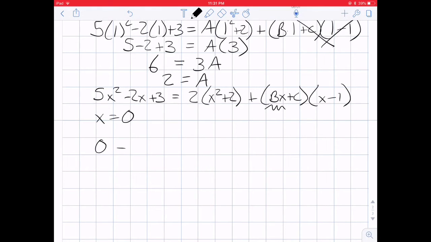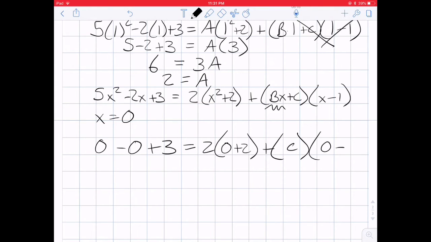The first things over here disappear because those all have x in them, equal to 0. Here we have 2 times (0 squared plus 2), plus b times 0, which is 0, so there's just a c in this parentheses, and then it's 0 minus 1. So that means 3 equals 2 times 2 here, which is a 4, plus c times a negative 1, it's a negative c. I'm going to subtract 4 on both sides, so I get negative 1 equals negative c. In other words, c is a positive 1.